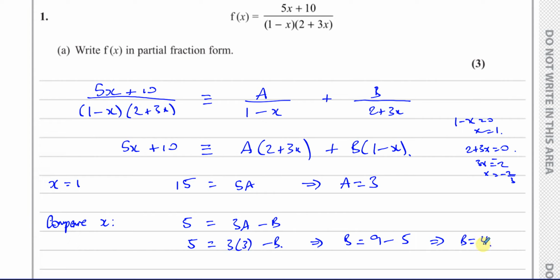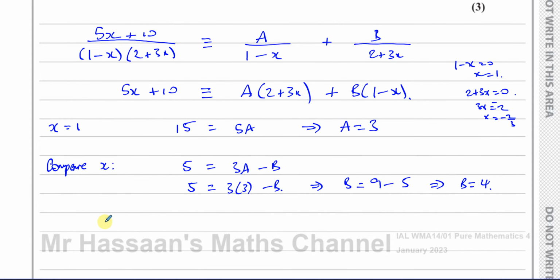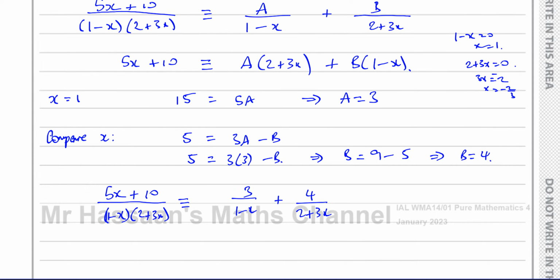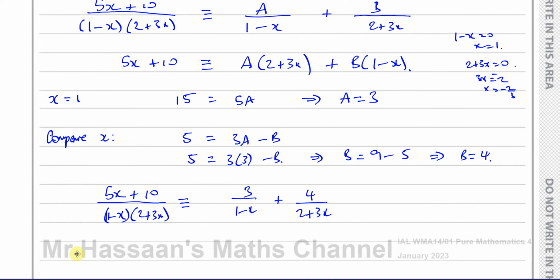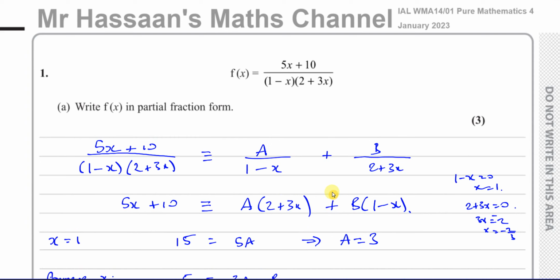So now we know what a and b are. We can just replace the a and b with 3 and 4, and we have finished part A. So we can now say that 5x plus 10 divided by 1 minus x times 2 plus 3x is identical to a, which is 3, over 1 minus x, plus b, which is 4, over 2 plus 3x. So there's the answer to part A of this question, and that's finished. Pretty simple, 3 marks there, partial fractions.